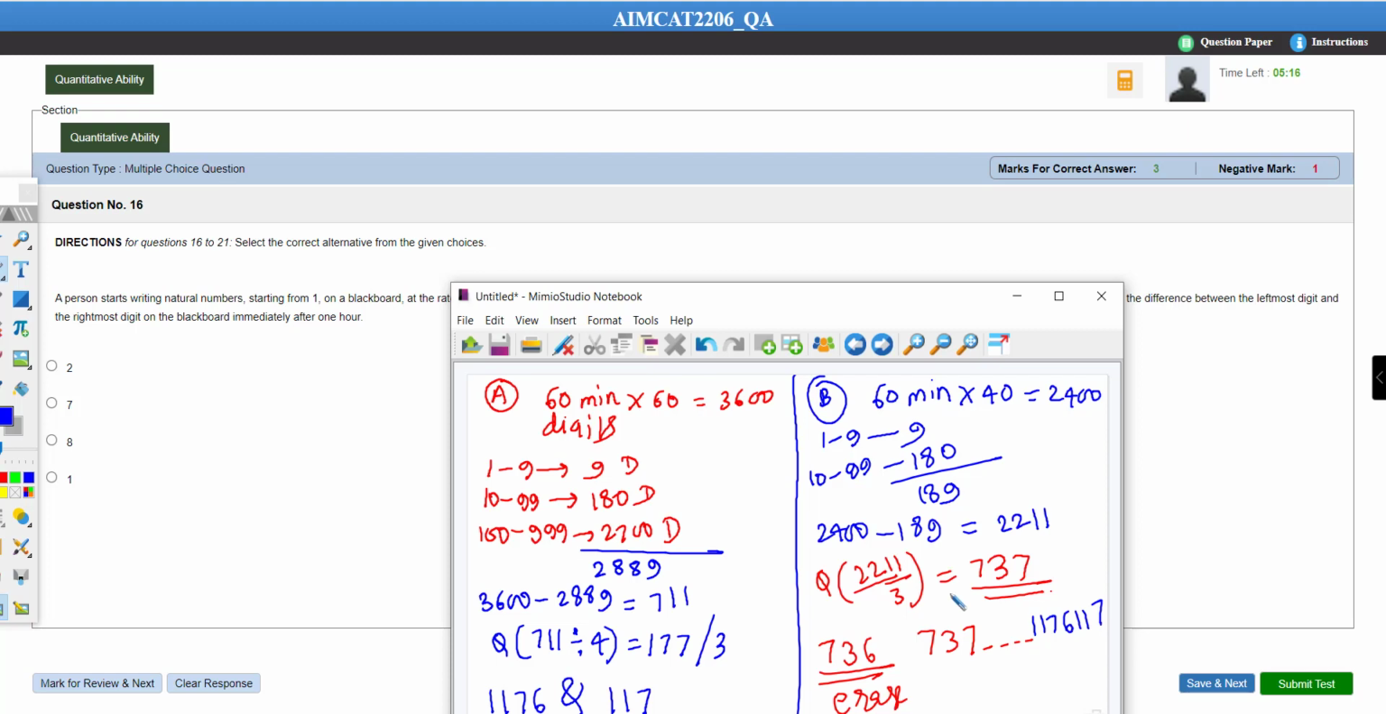Okay, sorry, hold on, let me correct this, I'm making a mistake here. Starting from 100, the 737th number is which one? It is 836, he will delete. Okay, then 837 is there on the board till 1176, then 117. Okay, this is on the board remaining. We want the difference between leftmost and rightmost, that is equal to how much? 8 minus 7, that is equal to 1. Yes, now it is correct, hopefully.